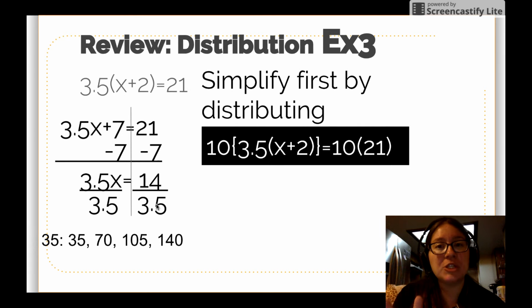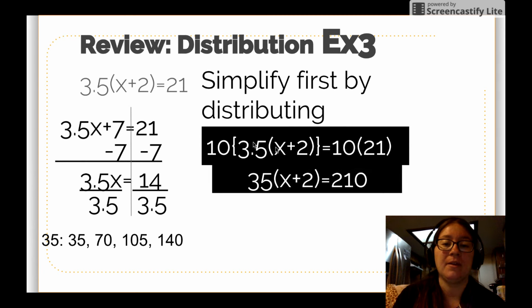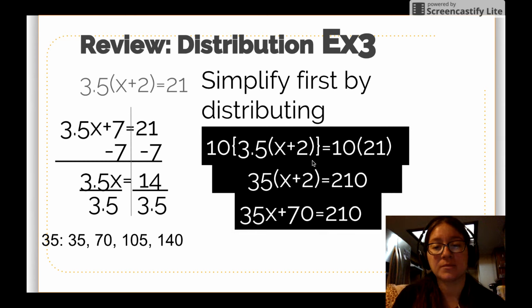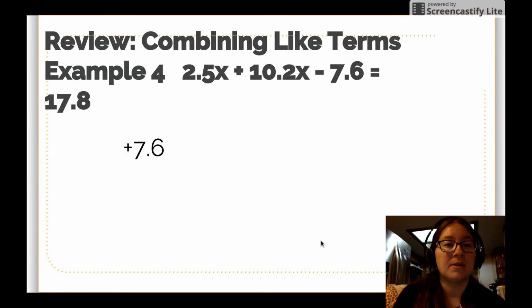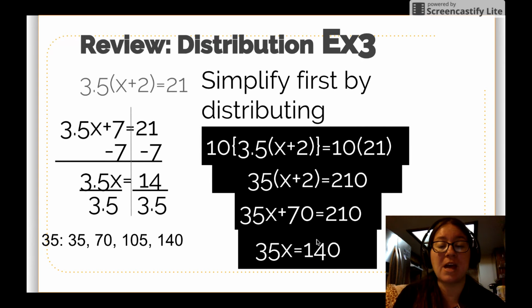Now I'm doing option 2 in blackface. That's where it's black background and white. Multiply by 10, multiply by 10. 10 times 3.5 is 35. 10 times 21 is 210. Now I've still got to distribute 35 times x and 35 times 2. Subtract 70 from both sides and divide by 35. Whoops, let me go back. Divide by 35, I'll get an answer of 4.